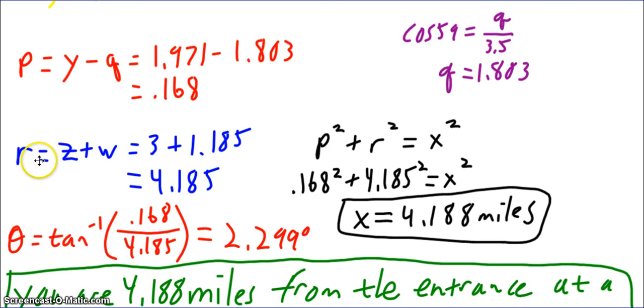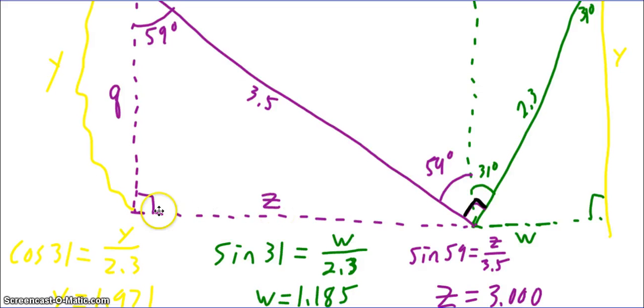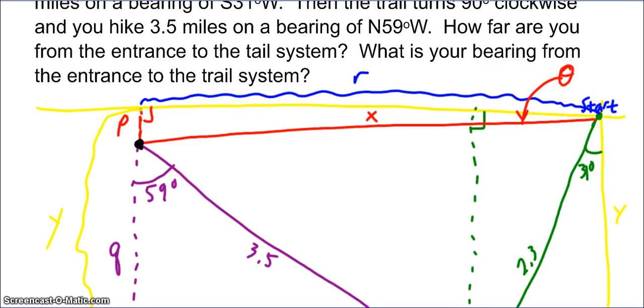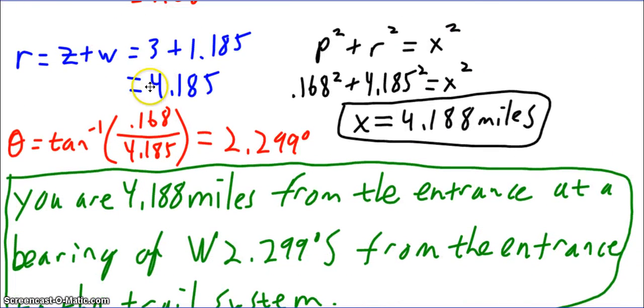To find r, I know that's z plus w. So again, if I look here, this is z, this is w, that's the same as r. So I found r is 4.185. So then, using the Pythagorean theorem, I can find x, p squared plus r squared is x squared. So that's how I get x is 4.188 miles. So that is my distance to the entrance of the trail system.